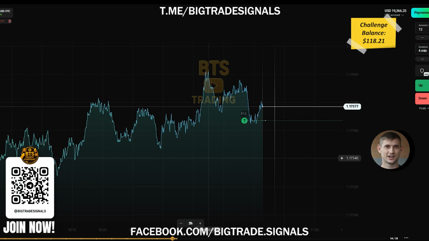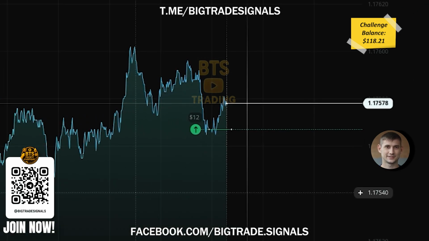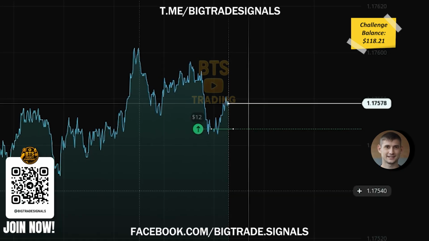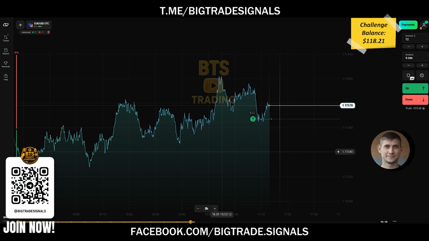Let's check our $12 trade. Price respected support, candle shows rejection, and it's moving our way. I don't interfere. I already picked expiry and direction. Now we wait.